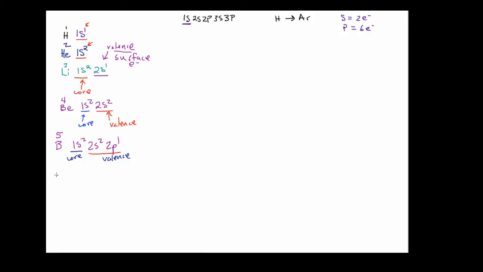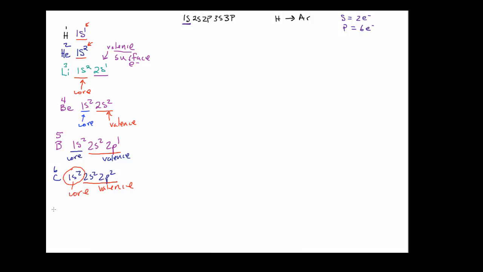All right, next element to the right is carbon. We've got 1s2, 2s2, 2p2. I'm going to underline my valence in red. Here we go. Group 4A. All right, here's my core. I'll circle it.